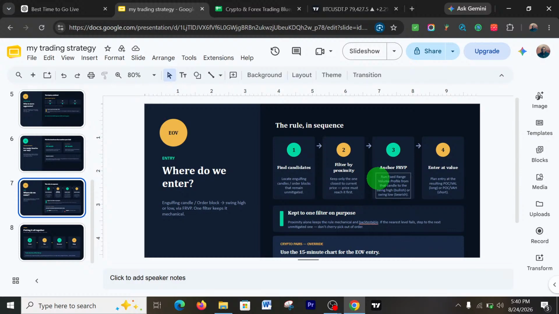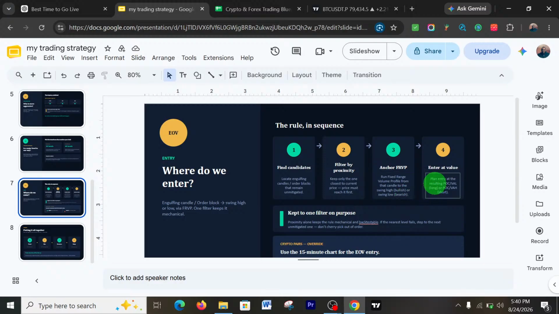Then you anchor the fixed range volume profile. Run the fixed range volume profile from that candle to the swing high if bullish, or swing low for bearish. If you're going bullish, you anchor it to the swing high. If you are going bearish, you anchor it to the swing low. Enter at a value.